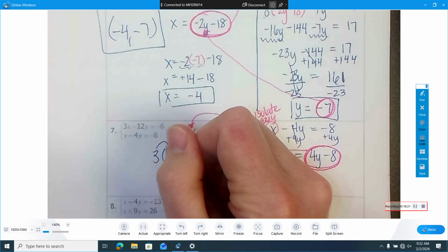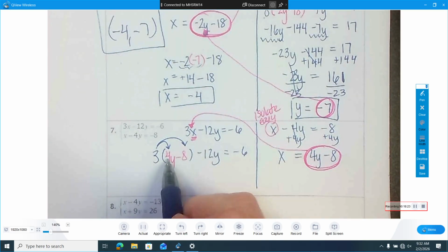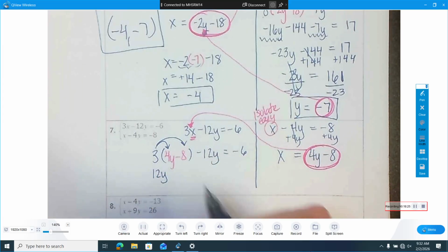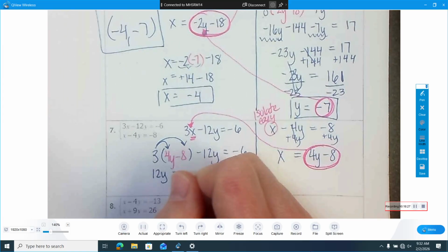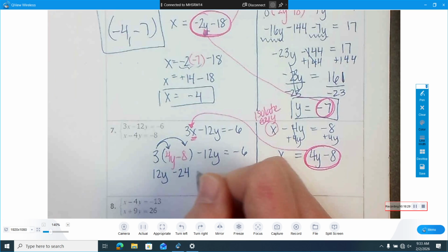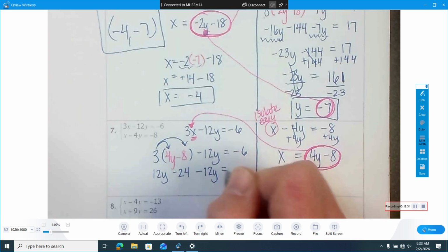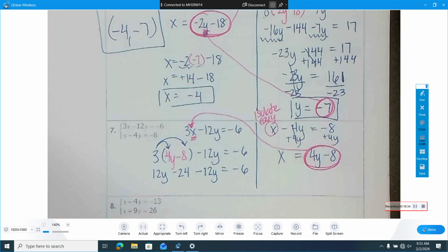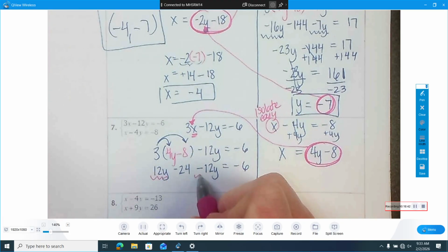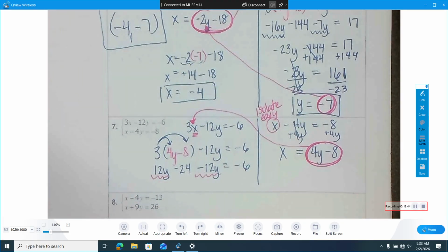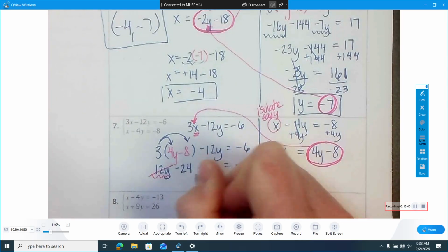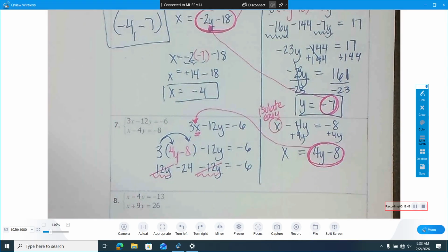And I'm going to go ahead and distribute. 3 times 4 is 12y's, and 3 times negative 8 is negative 24. Minus 12y equals negative 6. What's happening here, ladies and gentlemen? I'm going to go combine like terms. What happens when I combine my like terms here? 0. Yeah, the 12y and the negative 12y make a 0.